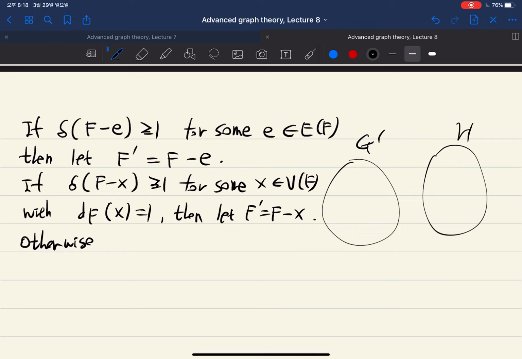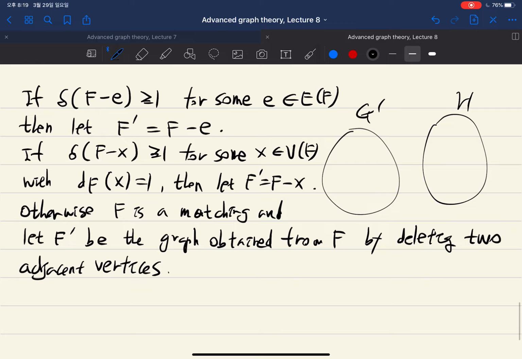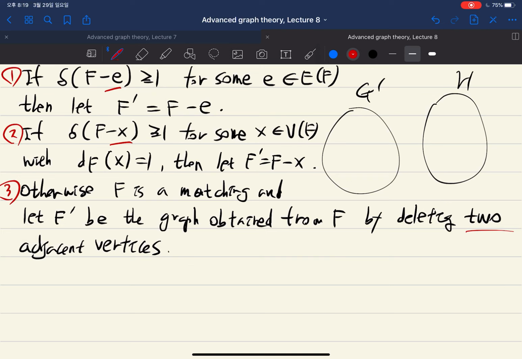And let F prime be the graph obtained from F by deleting two adjacent vertices. So we have three cases. F prime is either the graph we obtain from F by deleting an edge, or deleting a leaf, or deleting a component with two adjacent vertices.